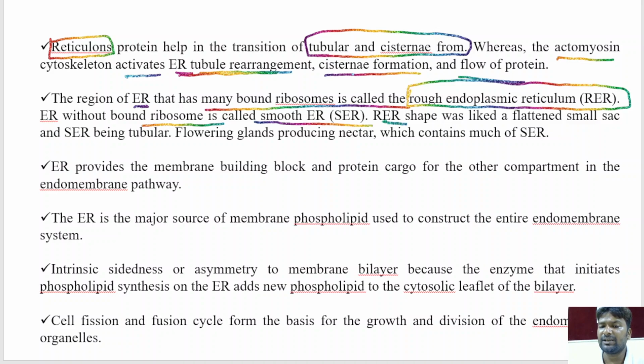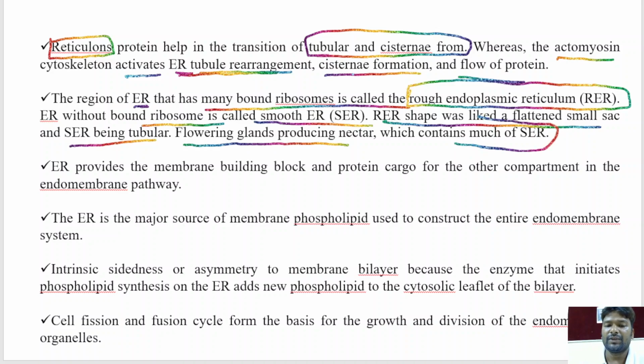And RER shape is like a flattened small sac, and smooth endoplasmic reticulum is tubular, and mostly flowering glands which are producing nectars contain much SER. So in the flowering gland, the endoplasmic reticulum that is dominating is the smooth endoplasmic reticulum.